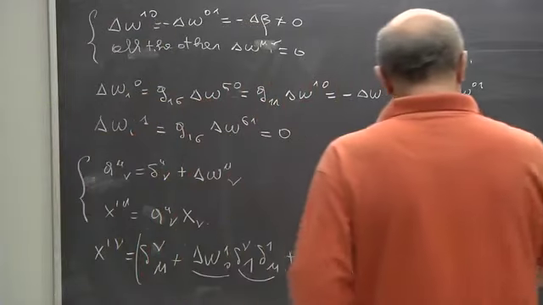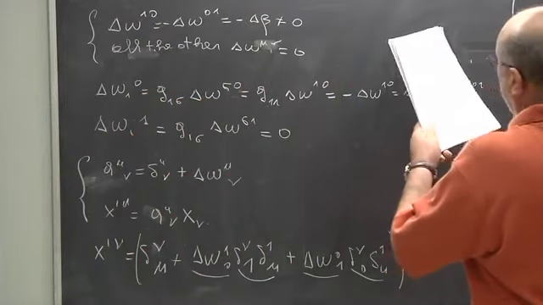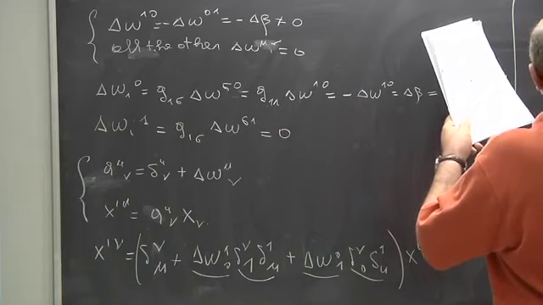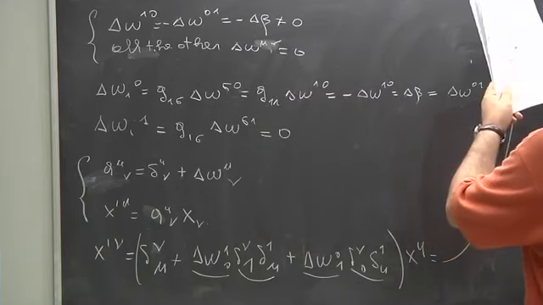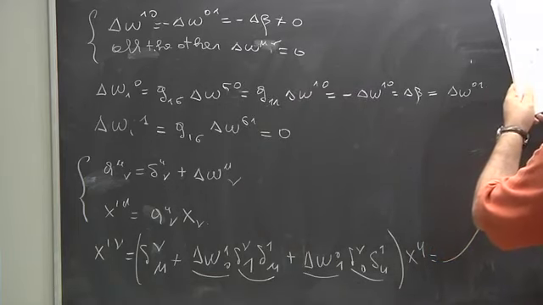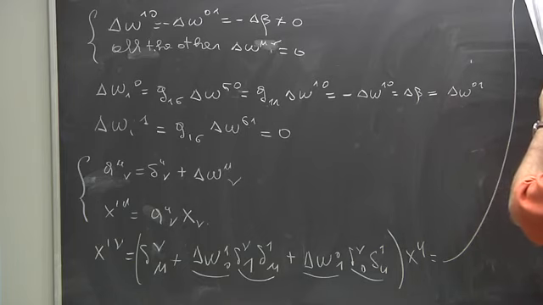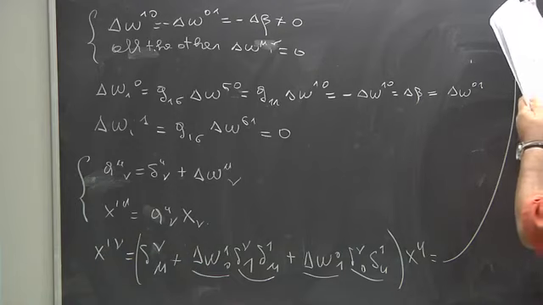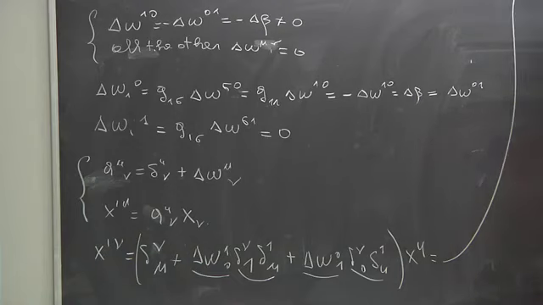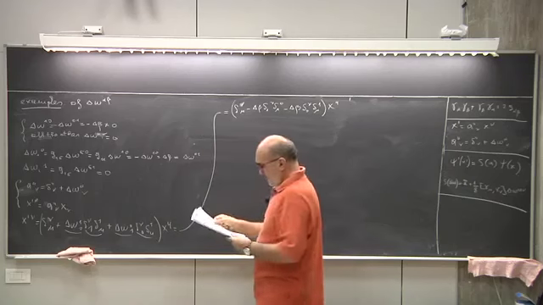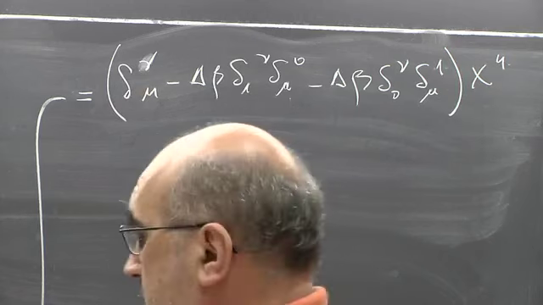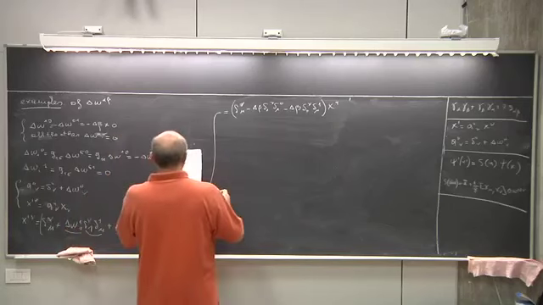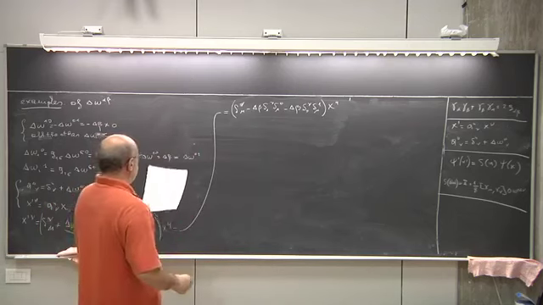So this one you can now write as delta mu nu minus delta beta, delta 1 nu, delta mu 0, minus delta beta, delta 0 nu, delta mu 1, and this is equal to x mu. Now let's look at the various components. This is the transformation, this is x prime.